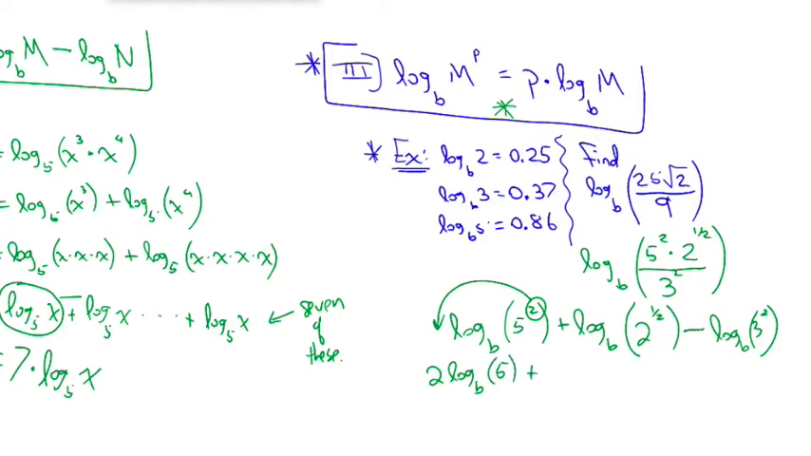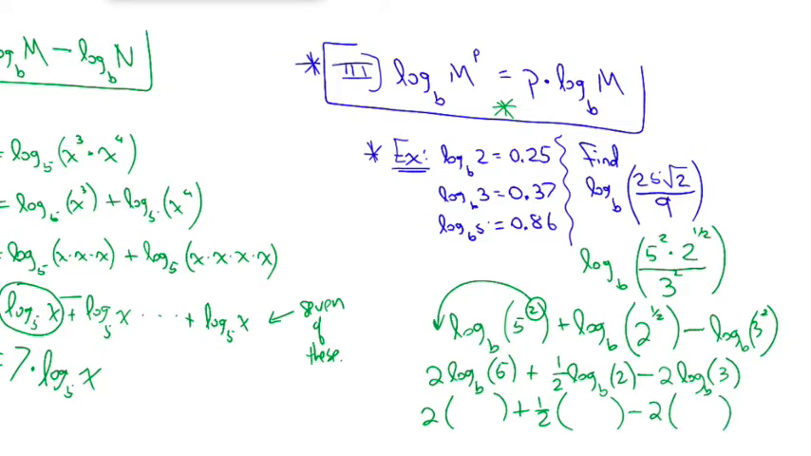The next one would be 1/2 log base b of 2 minus 2 log base b of 3. And then do substitution. This will be 2 times a number plus 1/2 times a number minus 2 times a number. But when you put the number in there, don't put log. That's gone. Don't put the base b. It's gone.